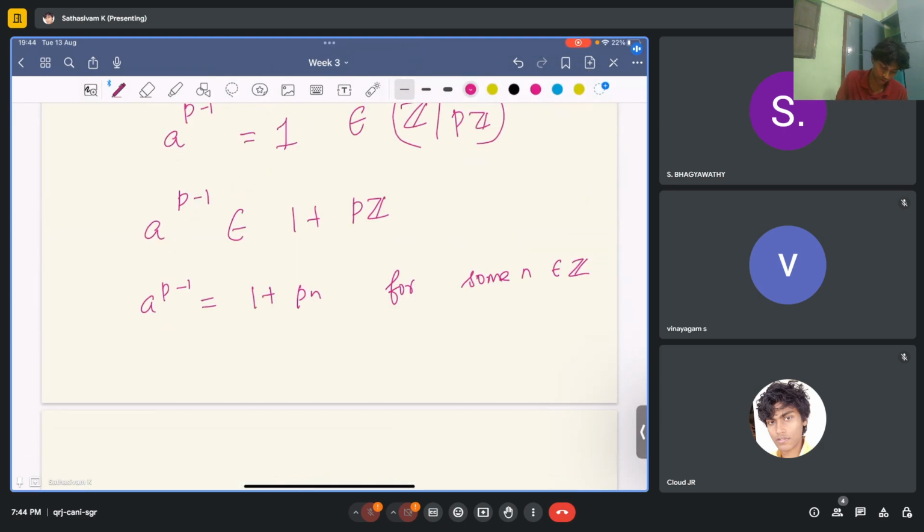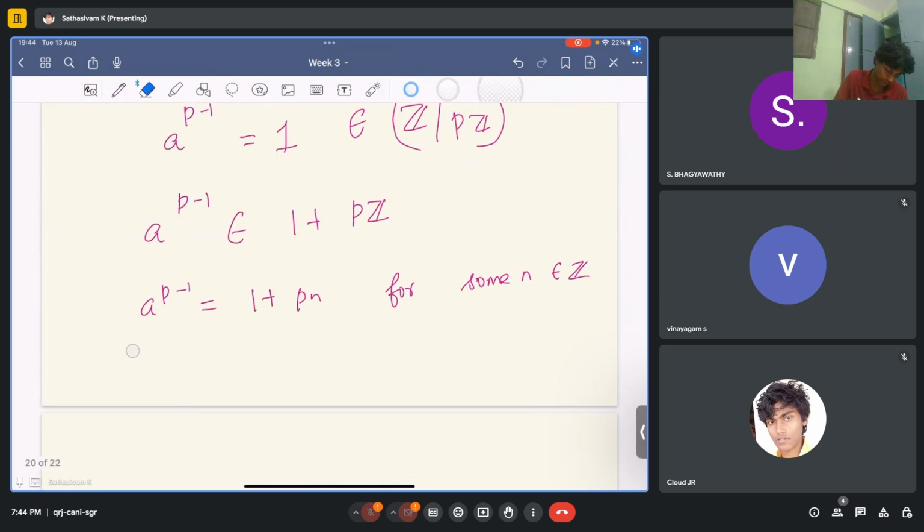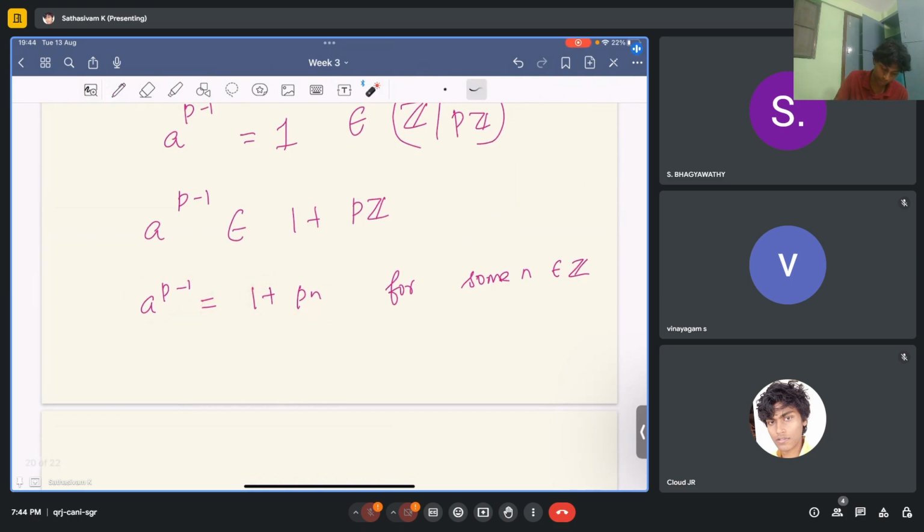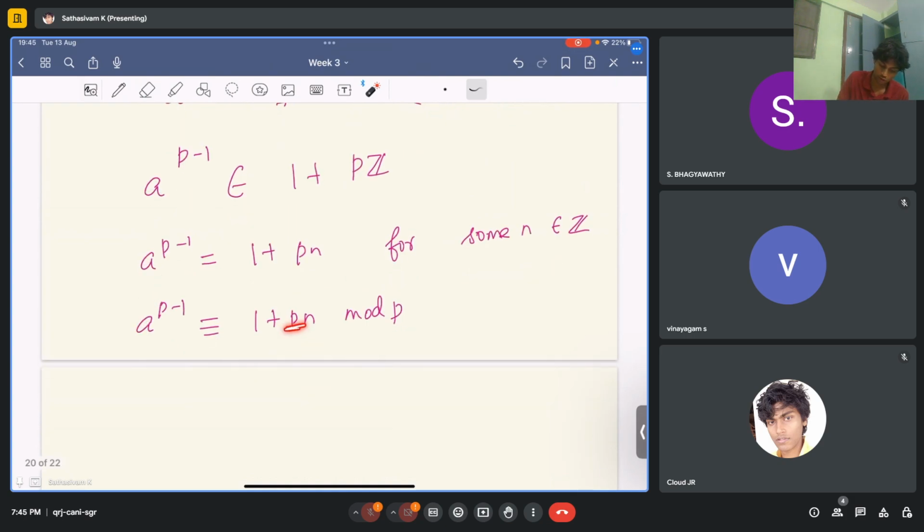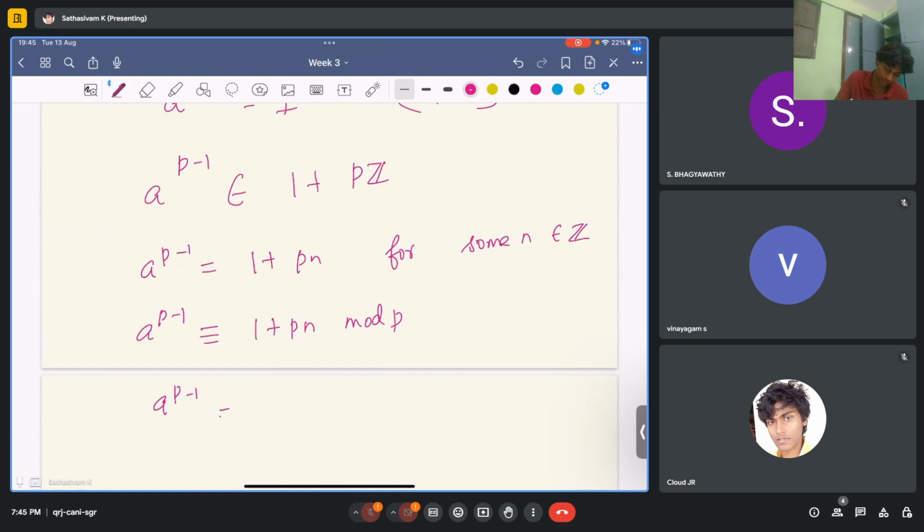Now you take mod p on both sides, right? If you take mod p, what do you get? So a^(p-1) is congruent to 1 + pn mod p. But if you take mod p, this pn is a multiple of p, so this will be 0. So p is congruent to 0 mod p. So what we get is a^(p-1) is congruent to 1 mod p.